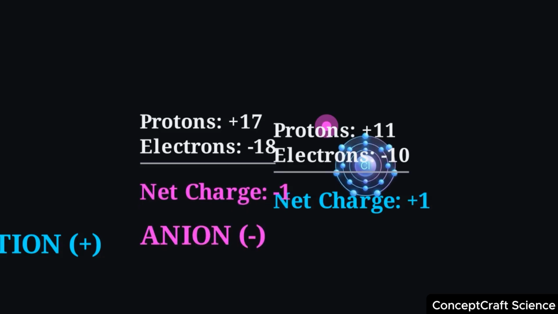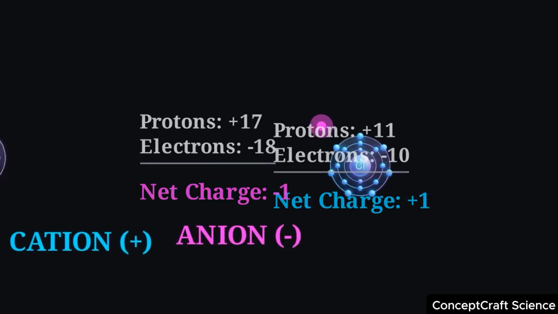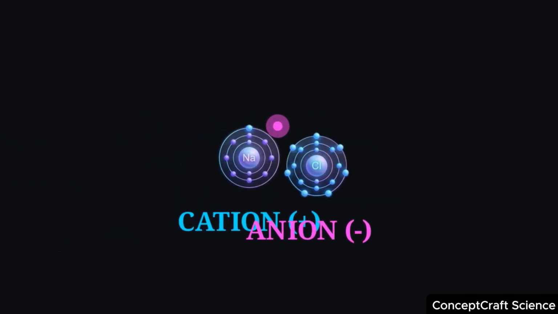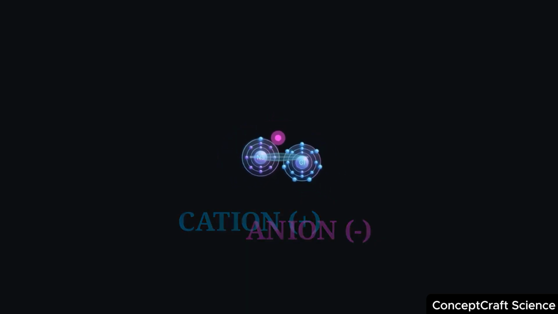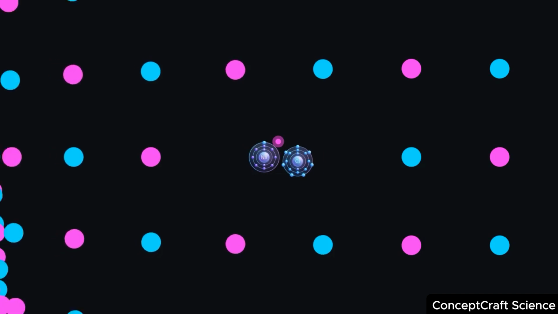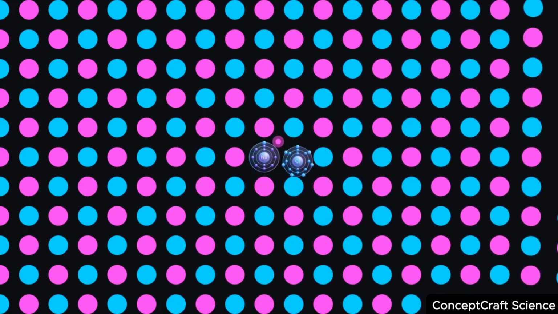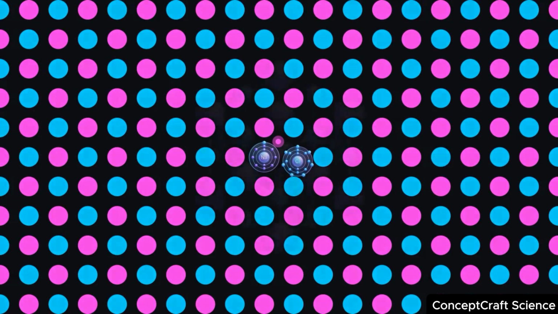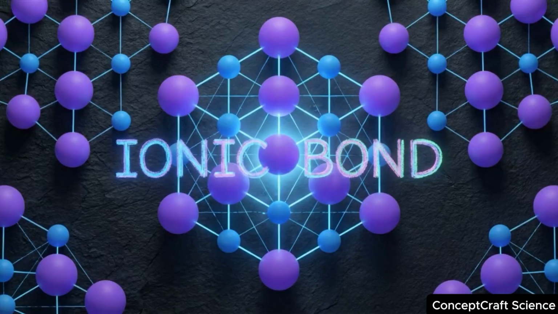Because positive and negative charges attract, strong electrostatic forces pull these two ions tightly together. But they do not stop at a single pair. These forces radiate in all directions, pulling in millions of oppositely charged sodium and chloride ions. They stack into a massive repeating three-dimensional lattice. This entire three-dimensional lattice is held in place by an invisible network of electrostatic attraction. That collective pull is the ionic bond.